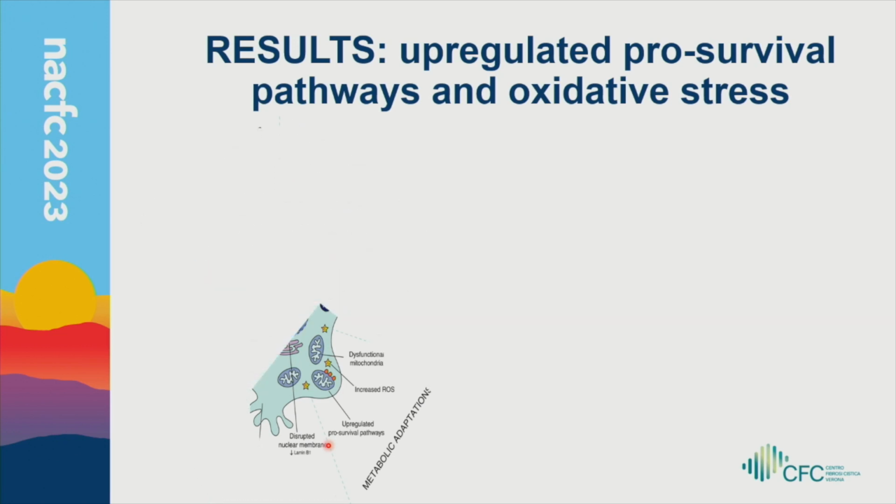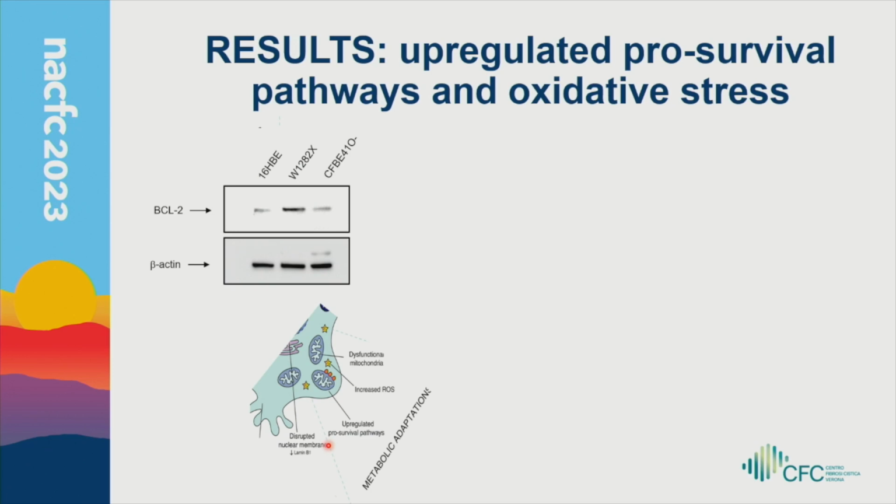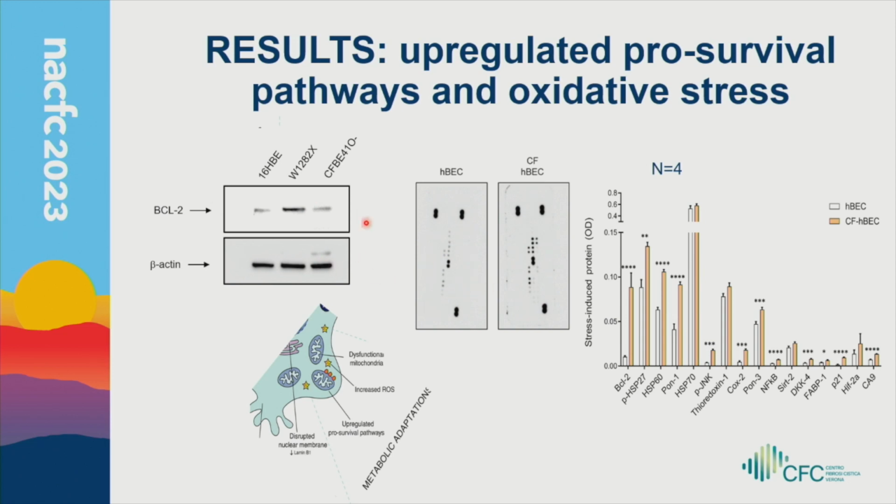About the metabolic adaptation, we observed that the BCL2 pro-survival, so anti-apoptotic protein, is increased in isogenic W1282X CFTR mutants compared to controls, and this finding was confirmed in primary bronchial epithelial cells. Looking at these results, BCL2 is hugely increased in CF bronchial epithelial cells compared to healthy donors. Again, we observed an increase in MAP kinases, including JNK, in COX-2, and of course NFKB.